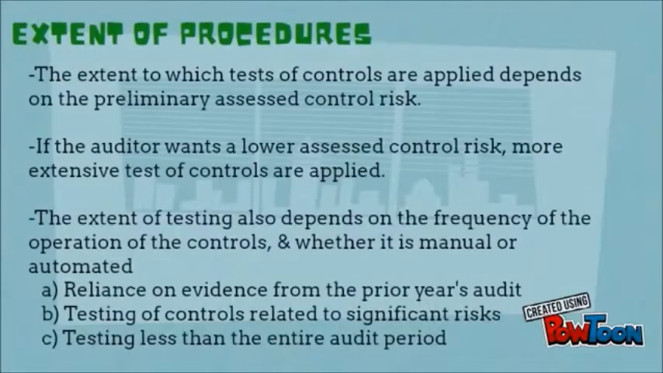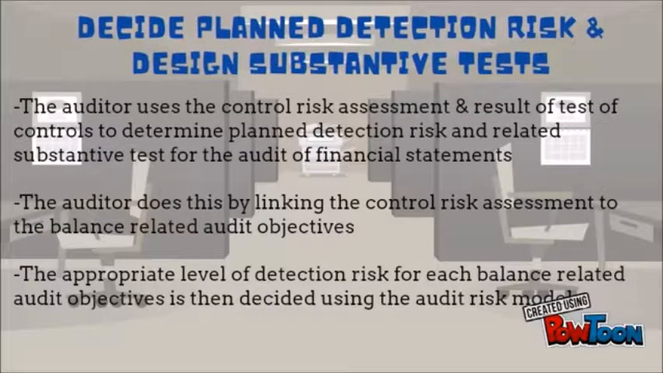The extent of procedure which tests of controls apply depends on the preliminary assessed control risk. If the auditor wants lower, more extensive tests of controls are applied. Lastly, decide planned detection risk and substantive tests. The appropriate level of detection risk is then decided using the audit risk model.